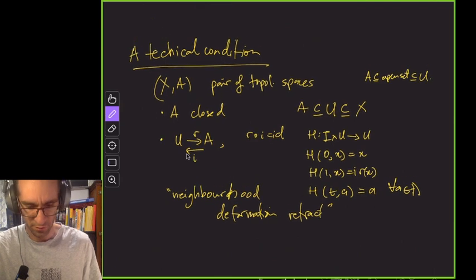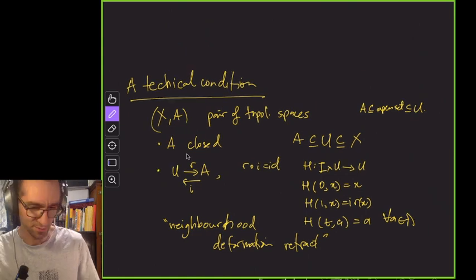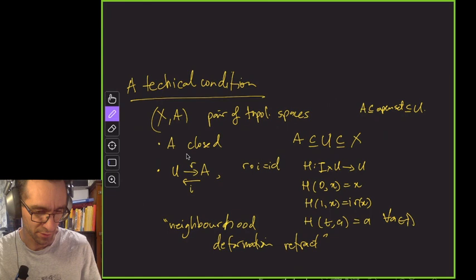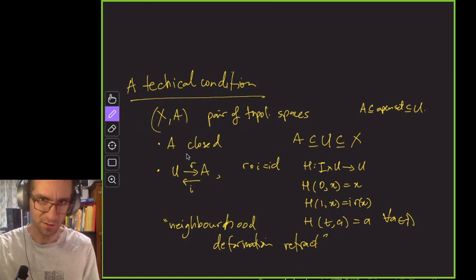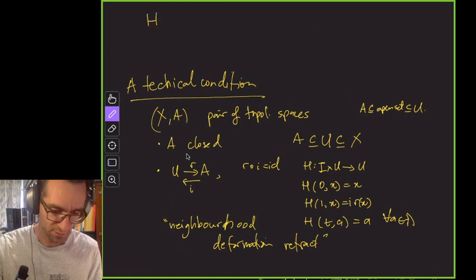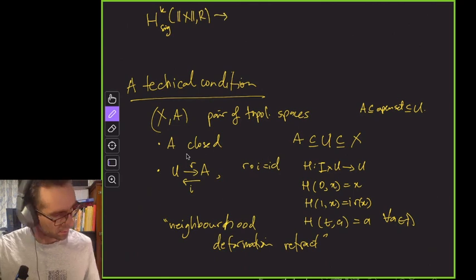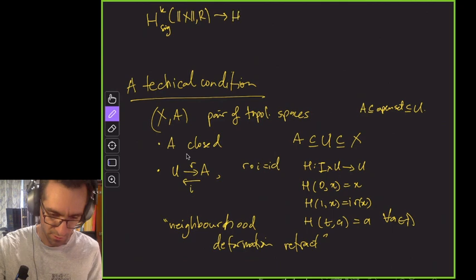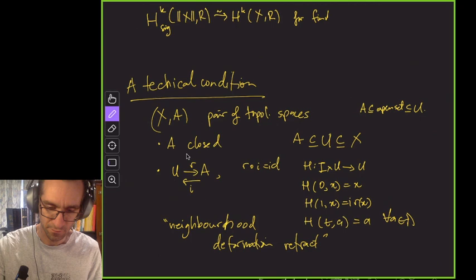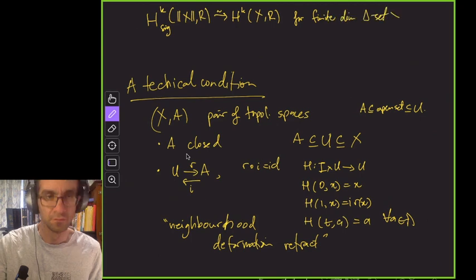So maybe I'll scroll back just a little bit and give us a bit of motivation. What we aim to get to today, amongst other things, is this comparison result, which says that the singular cohomology of the geometric realization of a delta set is isomorphic to the delta set cohomology, for finite dimensional delta sets.